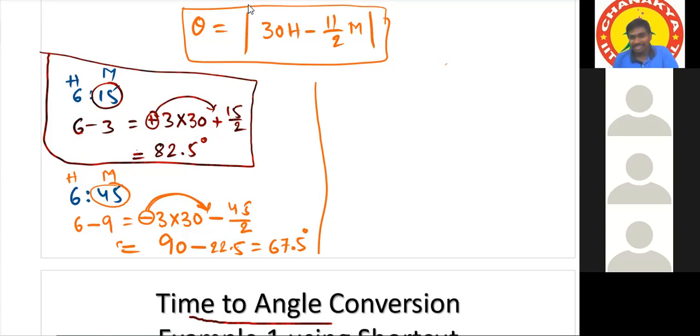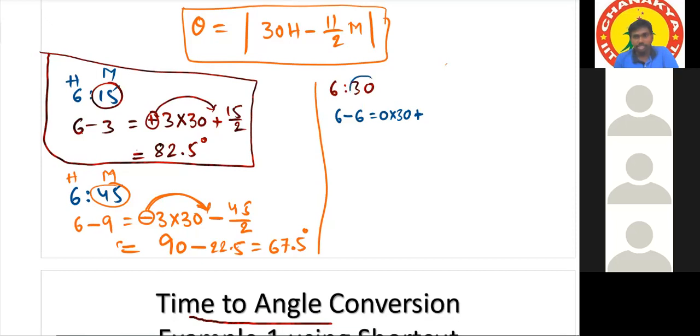Okay, see here. If the given time is 6:30, our hour hand is on number 6 and the minute hand is also on number 6. So 6 minus 6 will be 0. 0 into 30 is 0. That is okay. But plus or minus something will be there, right? Yes, sir, plus, as the angle should not be negative, that's why we'll consider positive only.